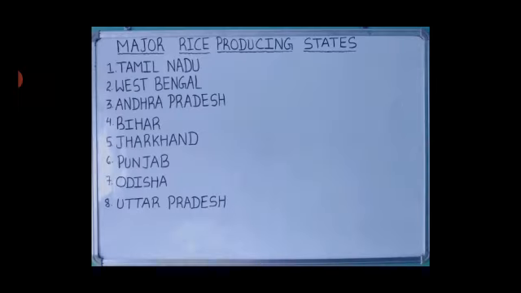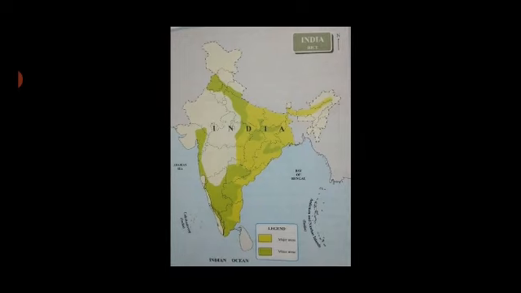Now, major rice producing states. We have Tamil Nadu, West Bengal, Andhra Pradesh, Bihar, Jharkhand, Punjab, Orissa, and Uttar Pradesh. Now let's have a look at the map here. You can see the colors which have been given: one is a major and the other is a minor. Rice is grown in varying degrees in almost all parts of the country, except, as you can see, the higher parts of the Himalayas in the extreme north.